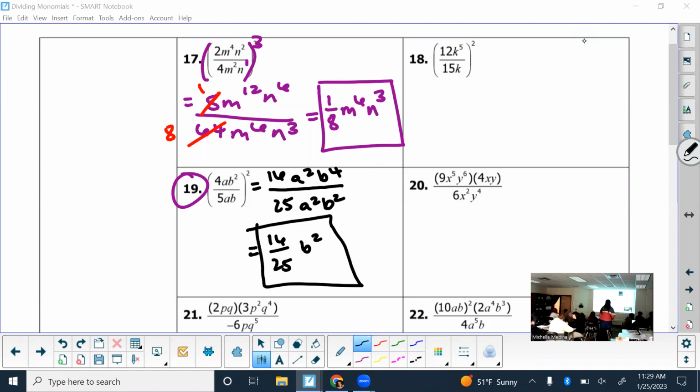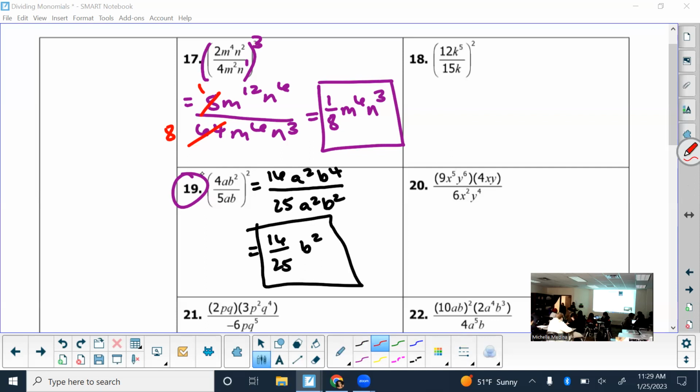Okay, so the trick is knowing your order of operations. So always do the exponents before any division. If you divided this out first and then raised it to the power of 2, that's a common mistake. Okay, don't do that. Exponents before dividing. So then everything in the parentheses will be raised to the second power.